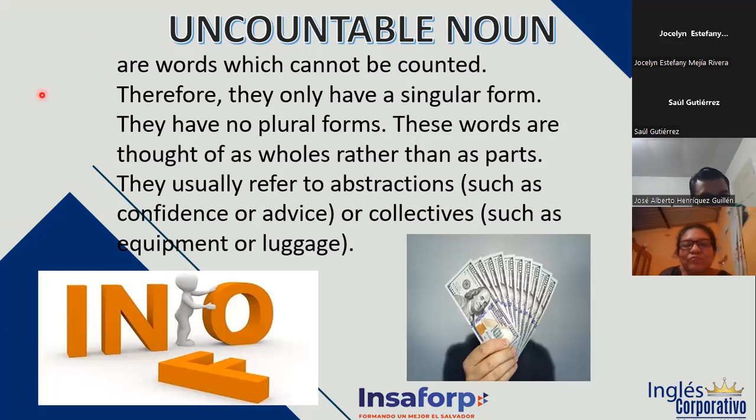So, when I ask you to pronounce it, you pronounce it the way you think. So what I'm going to do now is read it so that you listen to that pronunciation, okay? It says, are words which cannot be counted. Therefore, they only have a singular form. They have no plural forms. These words are thought as wholes rather than as parts. They usually refer to abstractions such as confidence or advice, or collectives such as equipment or luggage.